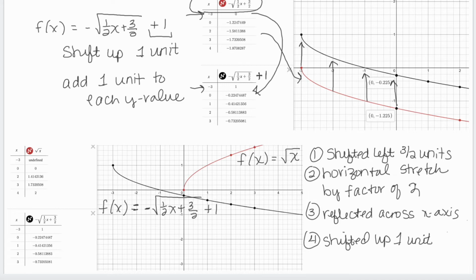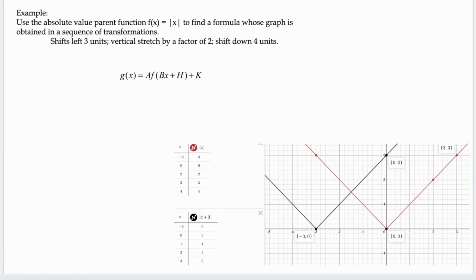In this next example, it's asking us to use the absolute value parent function, which is f of x equals the absolute value of x, to find a formula whose graph is obtained in a sequence of transformations. So it's giving us what transformations, and now we have to build the graph. So it's asking us to shift left 3 units, vertically stretch by a factor of 2, and then shift down 4 units. So I've got the generic equation here that we need to take a look at first.